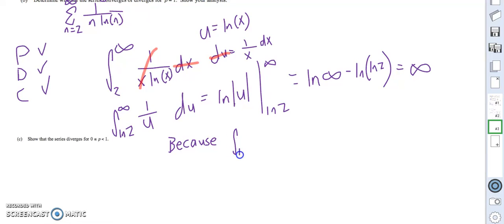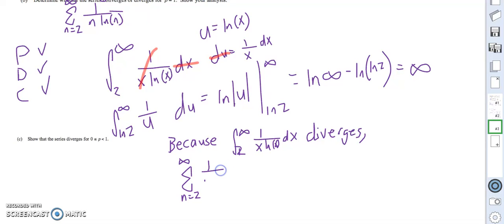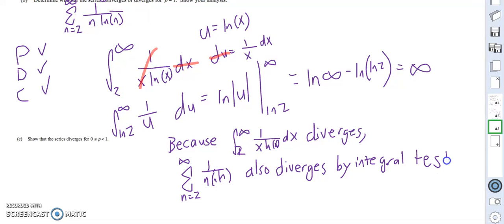Because the integral from 2 to infinity of 1 over x ln of x dx diverges, we conclude that the sum that inspired that integral, 1 over n ln of n, well, that's messy, also diverges by integral test.